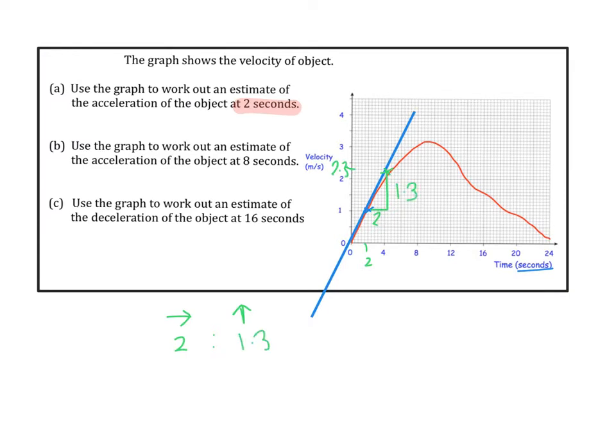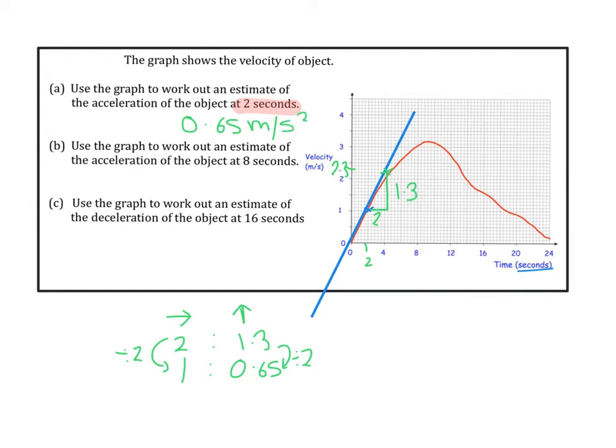So I've gone 2 across, I've gone 1.3 up, so it's really important that you look at the axes when you're doing that. Gradient is always for 1 across, so I'm dividing by 2 on this side, I need to divide by 2 on this side, so I'm going to have 0.65. So the acceleration is about 0.65 and that's going to be meters per second squared.